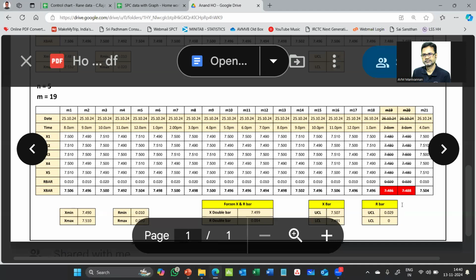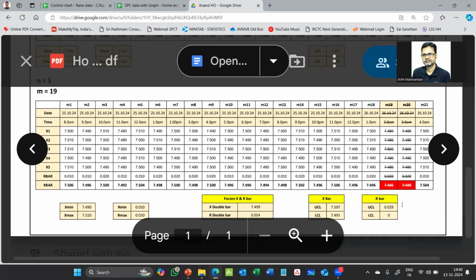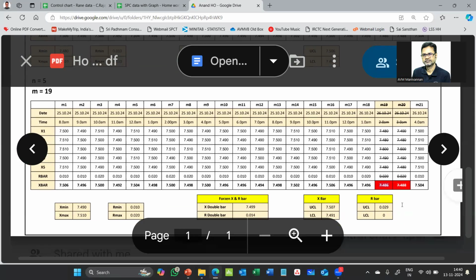Any doubts here, Raja, Pondicherry? That means there were some special cause variations in these two sets of data, M19 and M20. Clear? Any doubts?